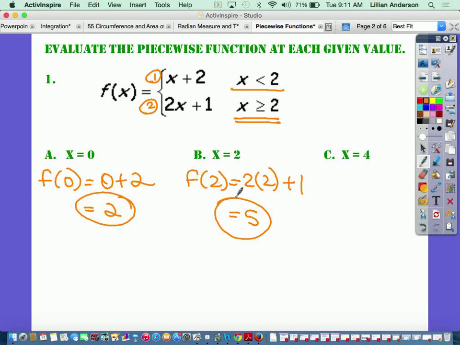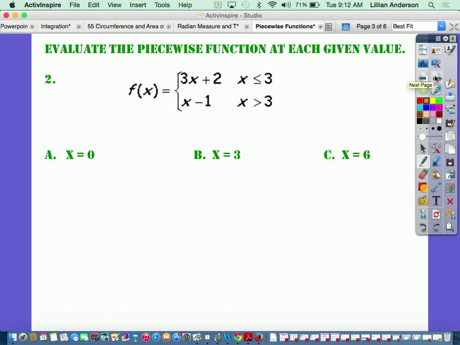And the last one, x is equal to 4. Is that going to be plugged into my first function or my second function? Second, because 4 is greater than 2. So when I evaluate it, I plug it in to the second function. What's 2 times 4 plus 1? 9. Okay? So those boundaries, those conditions are important. They tell you which x values go with which function. Okay?